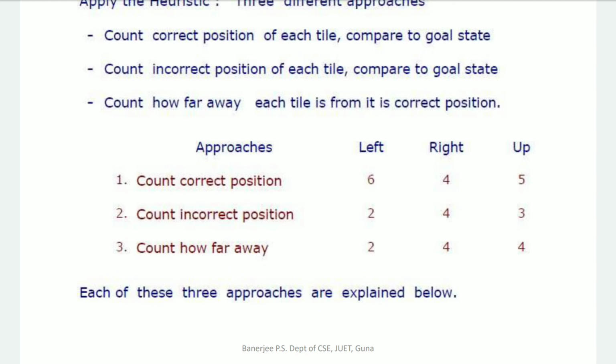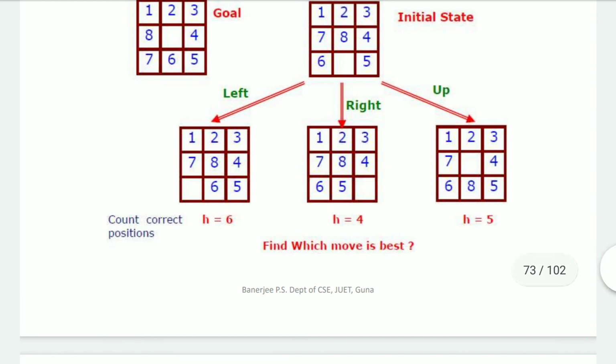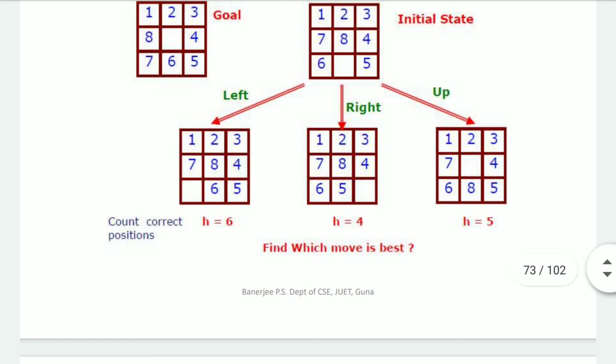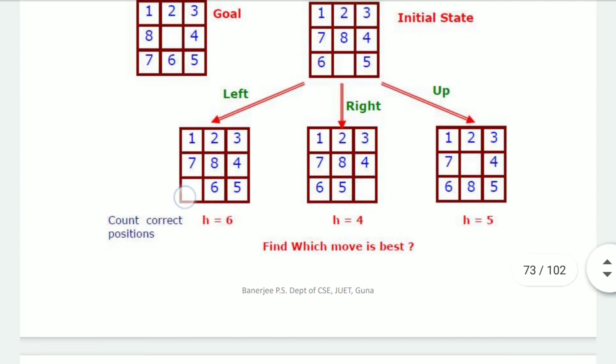How am I going to count the incorrect position? The total number of elements in this whole 8 puzzle problem is 8, while the total number of places is 9. The total number of elements is 8 because one vacant space or blank space acts as a buffer which aids in the movement of the rest of the elements.